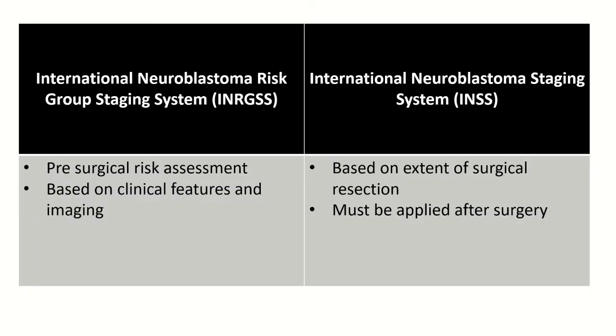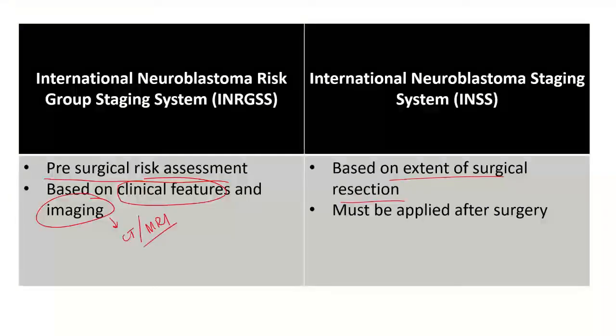Coming to the staging systems, there are two staging systems. One is pre-op surgical risk assessment. The other one is based on post-operative surgical resection. So the first one is risk group staging system, which is based on clinical features and on imaging findings, that is the CT and MRI findings. The other one is after surgery, depending on the extent of the resection, we stage this.